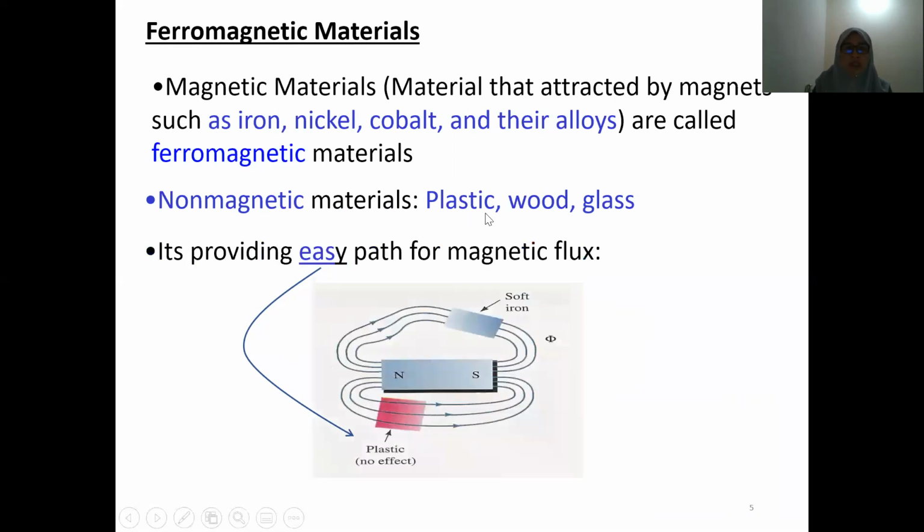Plastic, wood, and glass, which are non-magnetic materials, provide an easy path for the magnetic flux. If you see here, the flux can easily go through the plastic or the non-magnetic material, as compared with the ferromagnetic materials.